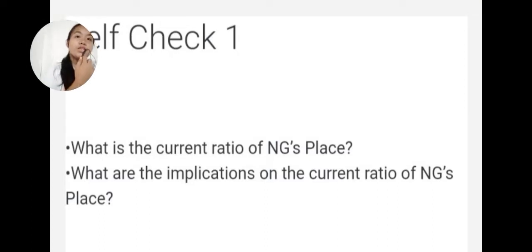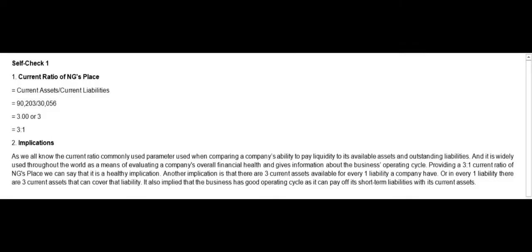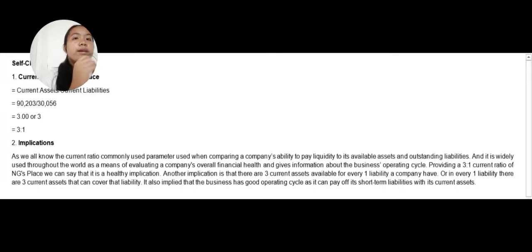So, thank you so much, Mira. So, again, for self check number one, we're going to solve for the current ratio of NG's Place. And the next question for self check number one, we are being asked for its implication. So now let's start.